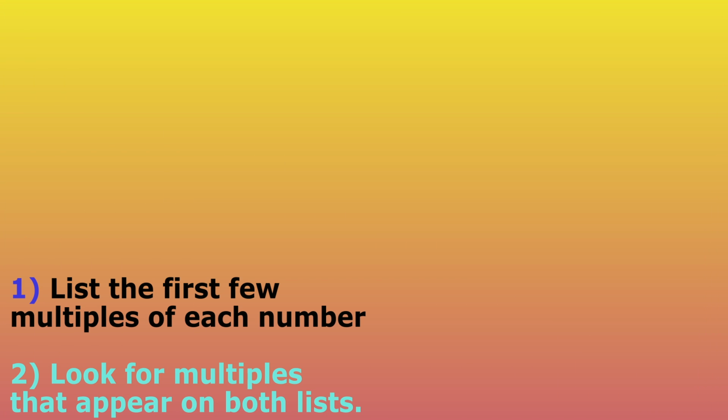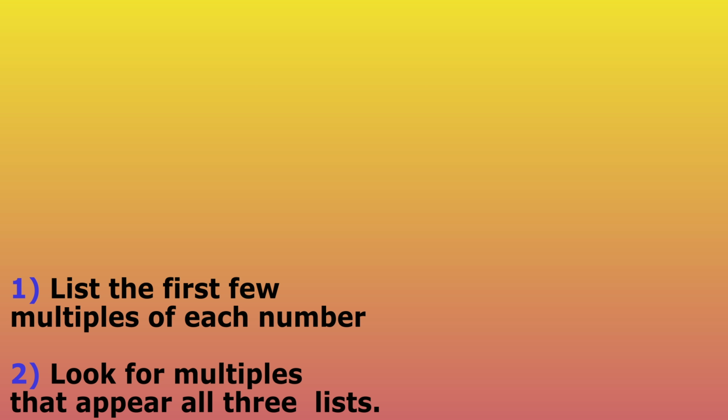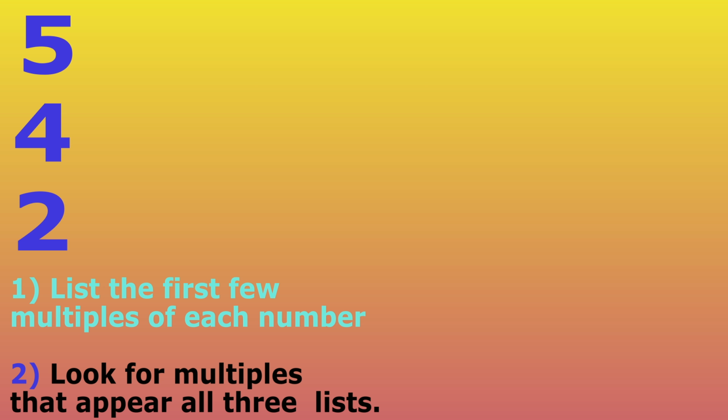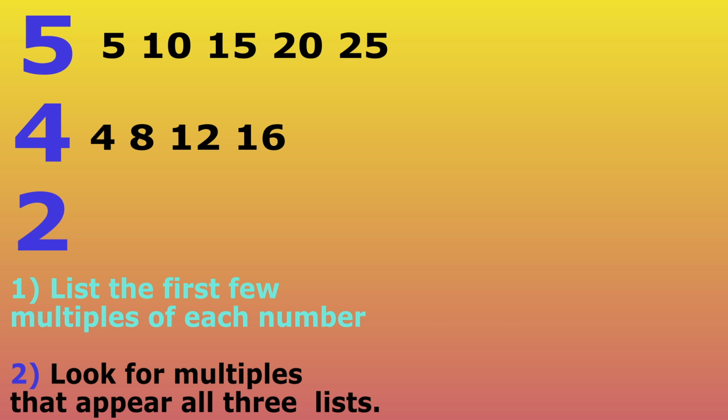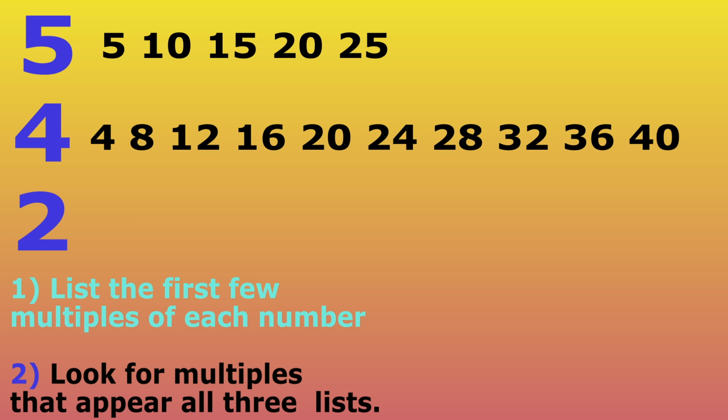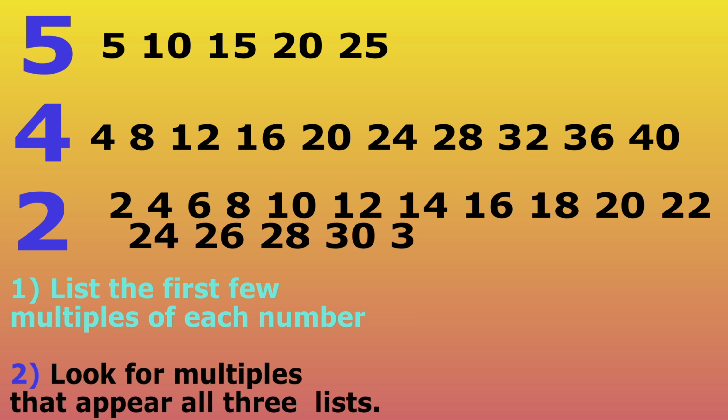Let's try 3 numbers now, 2, 4 and 5. What's the lowest common multiple of these 3 numbers? Well, let's go to step 1 and list a few multiples of each number. The multiples of 5 are 5, 10, 15, 20 and 25. Here are the multiples of 4, and here are the multiples of 2.